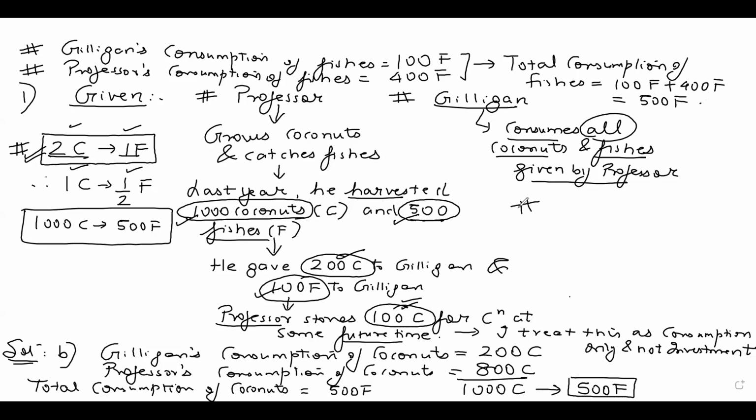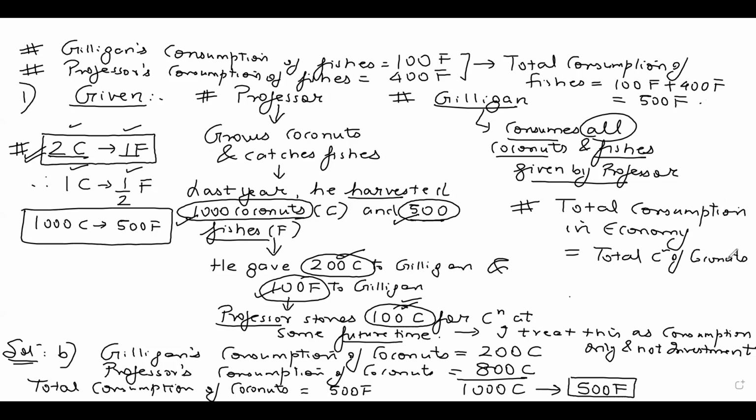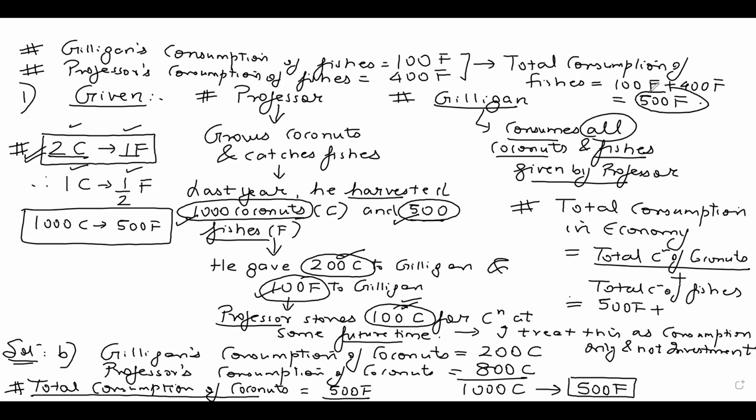So what is the total consumption in the economy? I can write that the total consumption in the economy is equal to total consumption of coconuts plus total consumption of fishes. What is the total consumption of coconuts in terms of fishes? It is 500 fishes. Plus total consumption of fishes, which is 500 fishes. So my total consumption in terms of fishes is 1000 fishes.